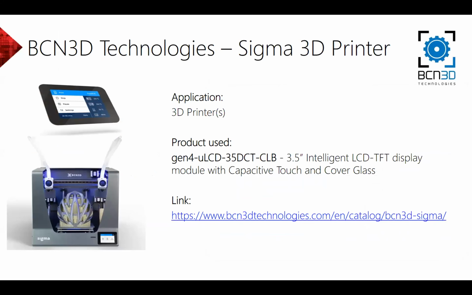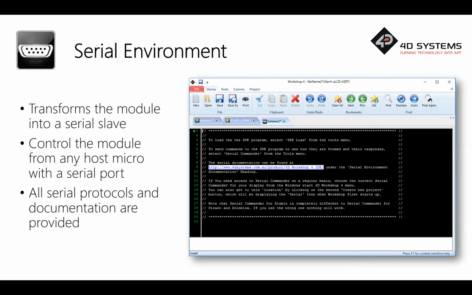But just to give you an indication of the power of this, we have one customer, for instance, BC 3D Technologies, that makes the Sigma 3D printer. And they've generated the entire user interface for their 3D printer in the VC Genie environment. And in fact, they share the entire project. The whole printer is open source and available on GitHub if you want to go and have a look at how they've realized this.